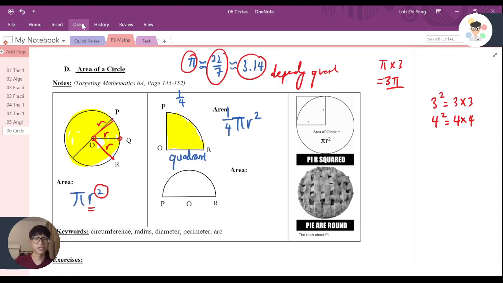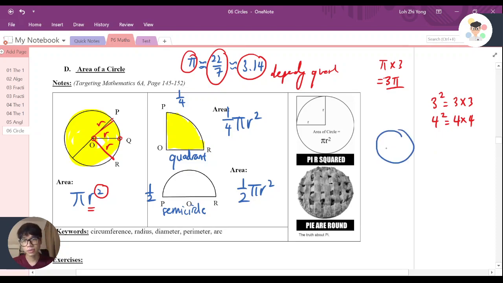The same concept applies if you are given a semicircle. The formula for a circle is pi r squared, and since a semicircle is half of the circle, the formula here is half pi r squared. Something simple. Let me give you a simple question.